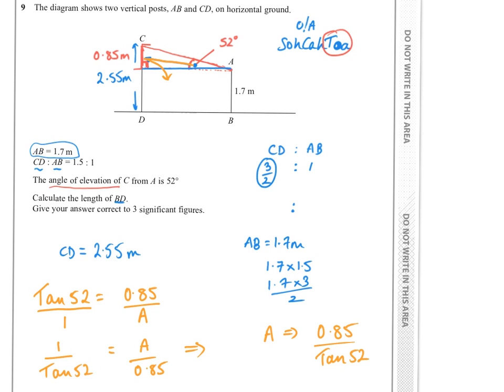So 0.85 divided by tan 52, make sure it's in degrees, and what I get is, I'll get BD, and I'll write down my calculator display first. And now I'm going to do it to 3 significant figures. So BD is going to be 0.664 metres to 3 significant figures.